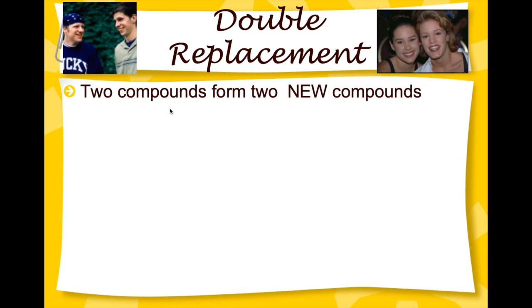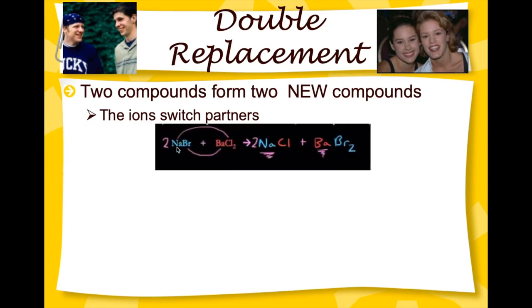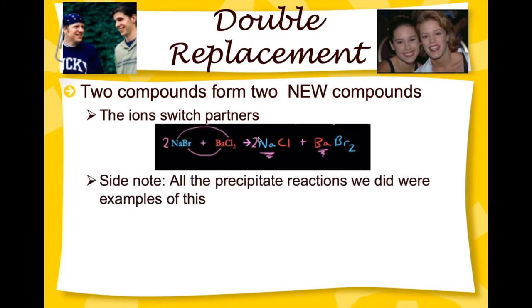The definition is you take two compounds and they form two new compounds. If it's an ionic compound, they would switch partners. So if I have Na and Br and Ba and Cl, Na, which is positive, goes with Cl, which is negative, and Ba, which is positive, goes with Br, which is negative. So you've got that double replacement reaction.